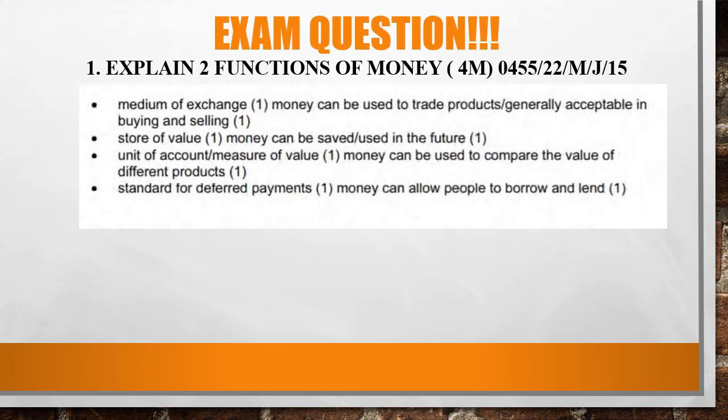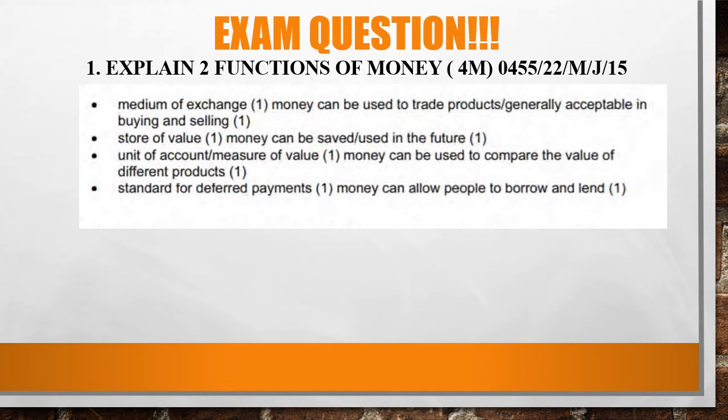Let's now move into the exam question. As you can see on the screen, this is a very common past year question which has been frequently asked in the exam for the last few years. Explain two functions of money. I have four points listed. In order to gain 4 marks, you can pick any two of those points.